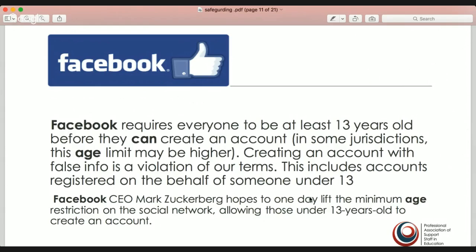Interestingly, the Facebook founder, CEO Mark Zuckerberg, says that he hopes one day to be able to lift the minimum age restriction so that those under 13 can create an account. I don't know that I think that's a very wise idea, but there we go. I just thought that was an interesting little piece of information to put there. That also came from Facebook as well.